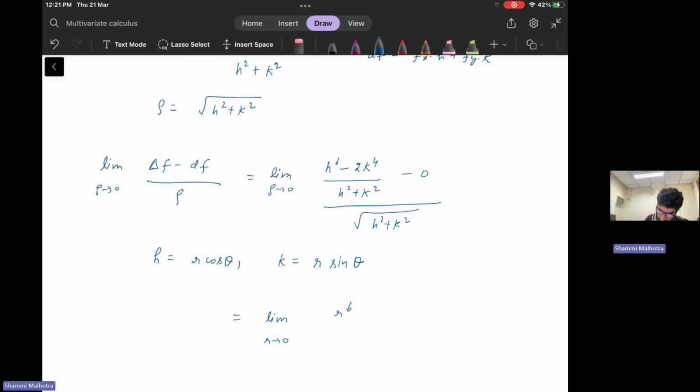r raised to the power of 6 cos 6 theta minus 2 times, so k is there, so twice of r raised to the power of 4 sin 4 theta, the whole divided by r raised to the power of 3, because r is the square root of h squared plus k squared.